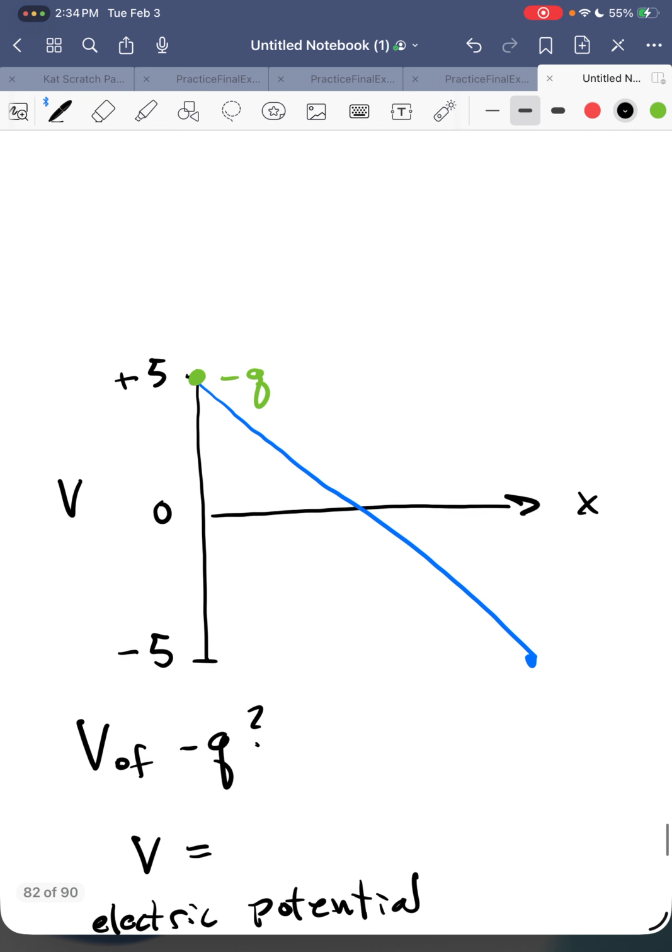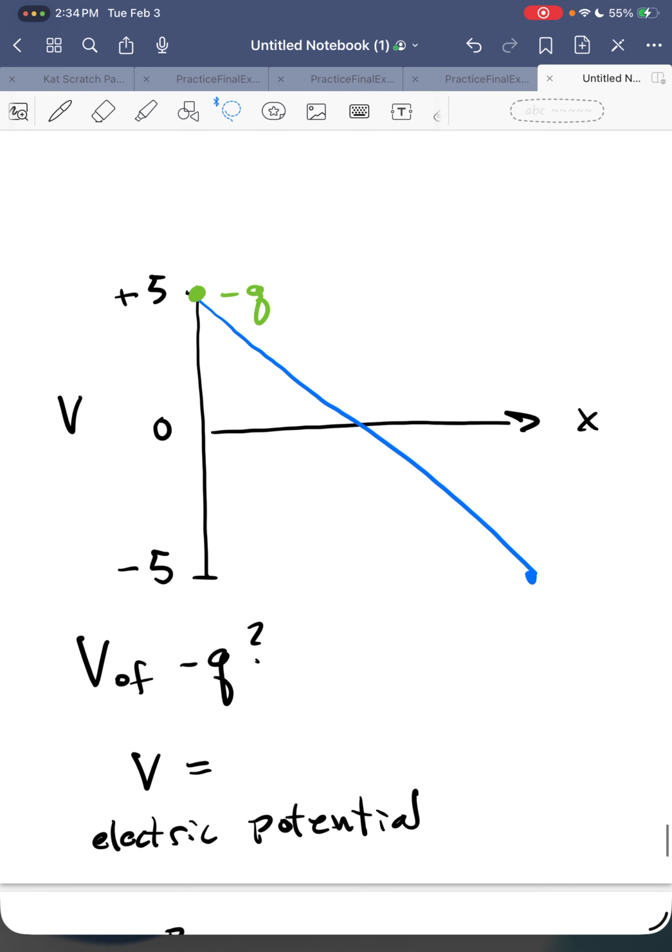And here's the other one. Let's say I take the negative charge, negative Q, and I put it up here on the 5 volt plate. What is its electric potential? Well, it's just positive 5 volts. And again, the electric potential is just the height.